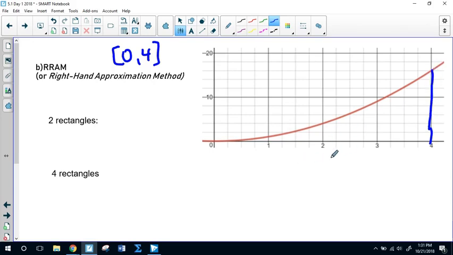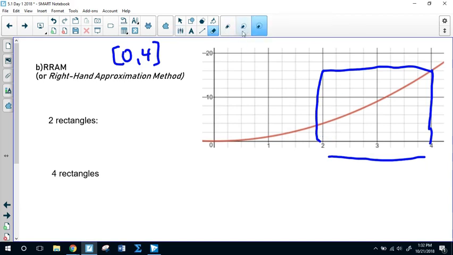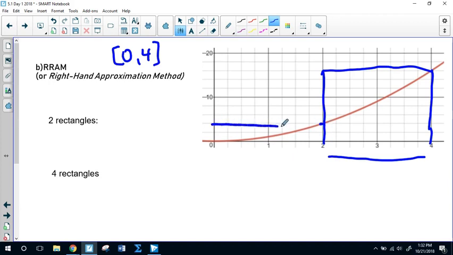So 2 rectangles, my rectangle I'm creating at 4 has to go all the way over to 2. Really bad rectangles. Oh my gosh, that's really bad. Okay, so my first rectangle, notice how far off it is there by a lot. All right, that's better. And then my second rectangle, the height will actually be at 2, so it'll be going over this way.